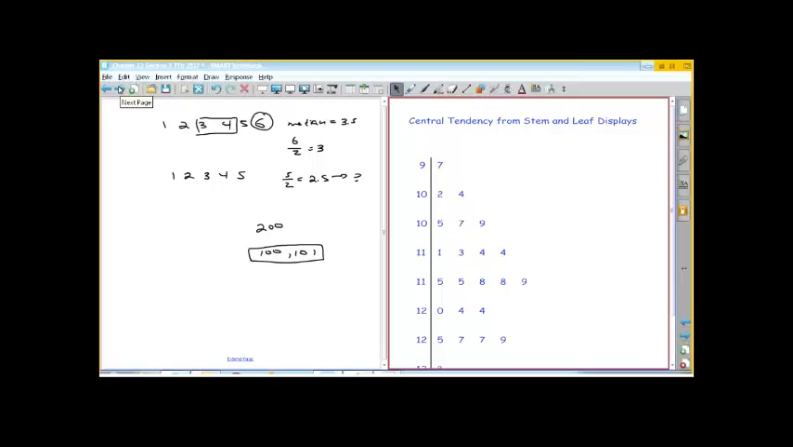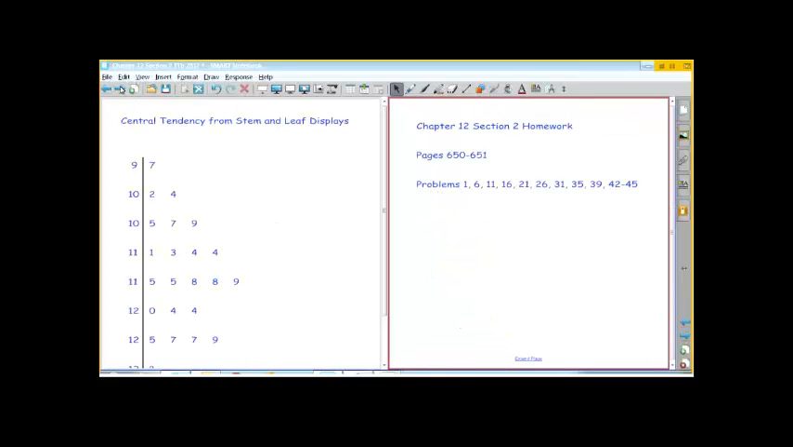But 99% of the time, you're going to do what I did. You're going to use a spreadsheet to do it. So there's the homework for this section. That'll be due next Tuesday.